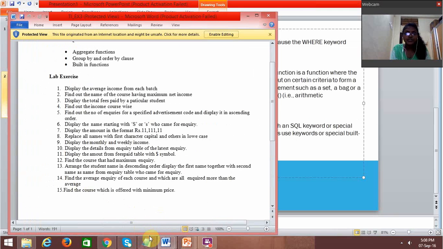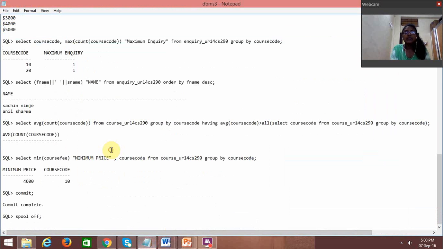Next is find the course which is offered with minimum price. Minimum price, so min is our built-in function which is used to find the minimum like we had for maximum. So we just have to display, and since Oracle was offered for 4,000, so that is for minimum price.